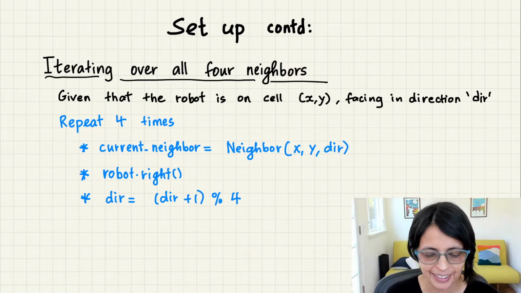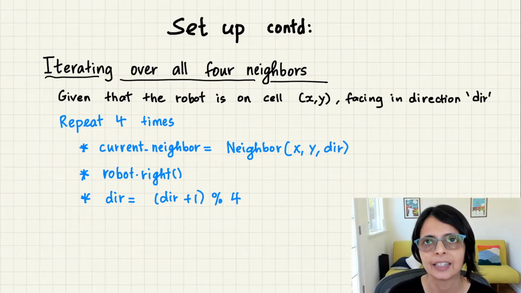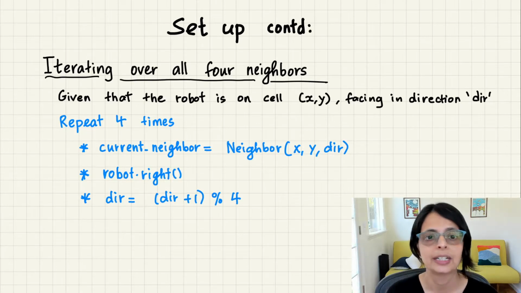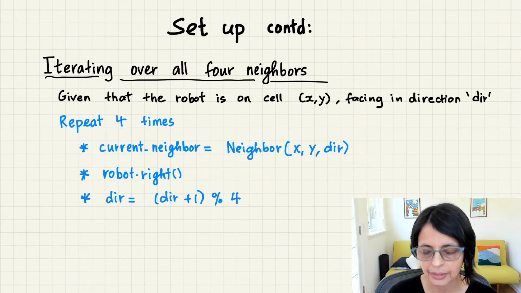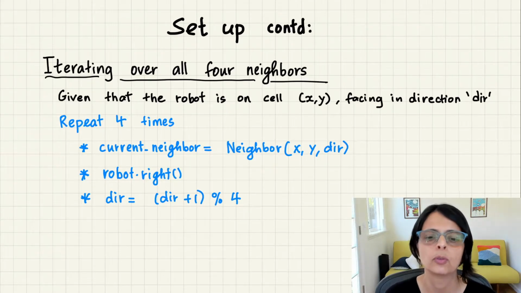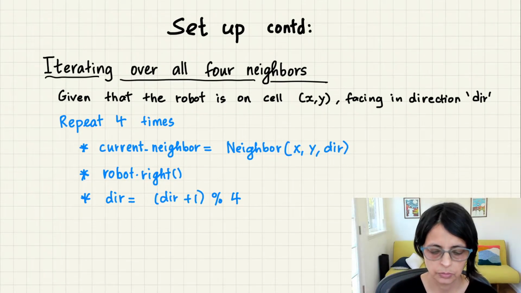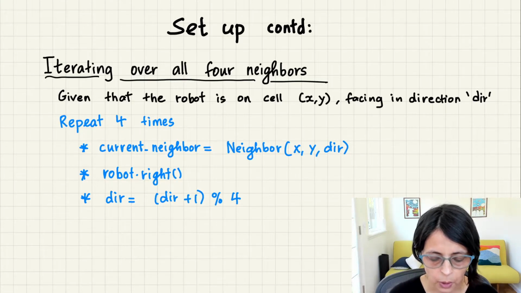A little bit more setup. Another thing that DFS very naturally does, when you look at the code for DFS using the adjacency list of the input graph, is iterate over all 4 of its neighbors. So given that the robot is on the cell x, y and currently it's facing the direction dir, how do we iterate over all 4 neighbors? This is the way you're going to see in the final code: repeating 4 times the following 3 steps.